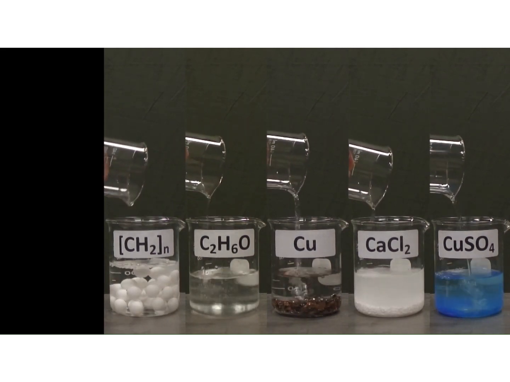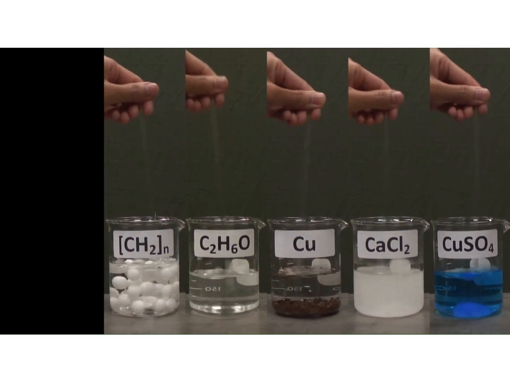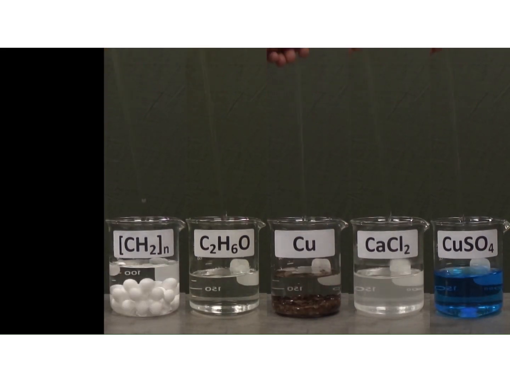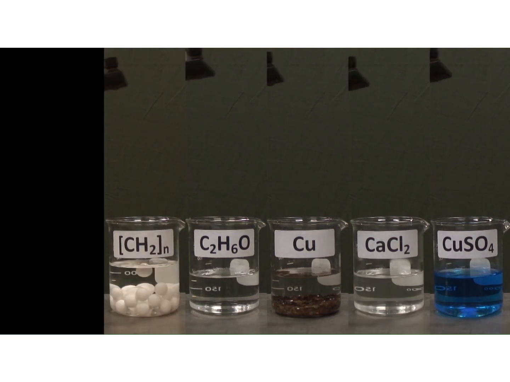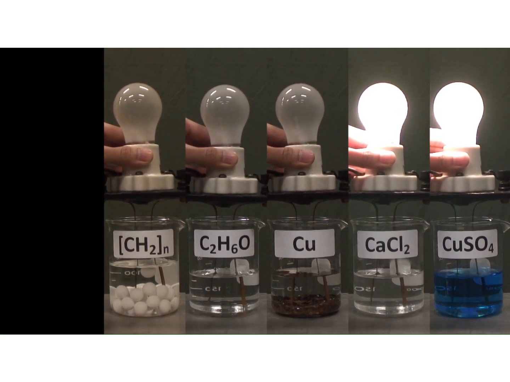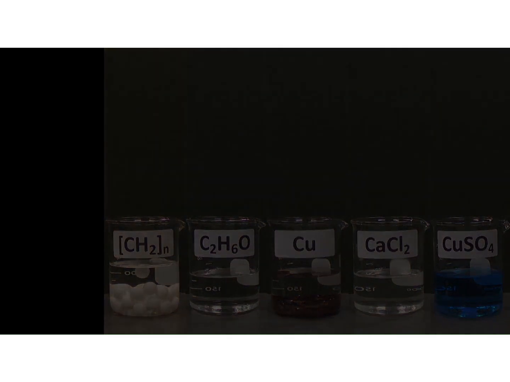And now it's going to be dissolved. The polystyrene balls will not dissolve. The C2H6O will form a solution. It will be miscible with the water. It will mix with the water. The copper will not form a solution, but the calcium chloride and the copper sulfate, the ones on the right-hand side, they will. And just like last time, the ionic solutions will conduct electricity, whereas the other chemicals will not.